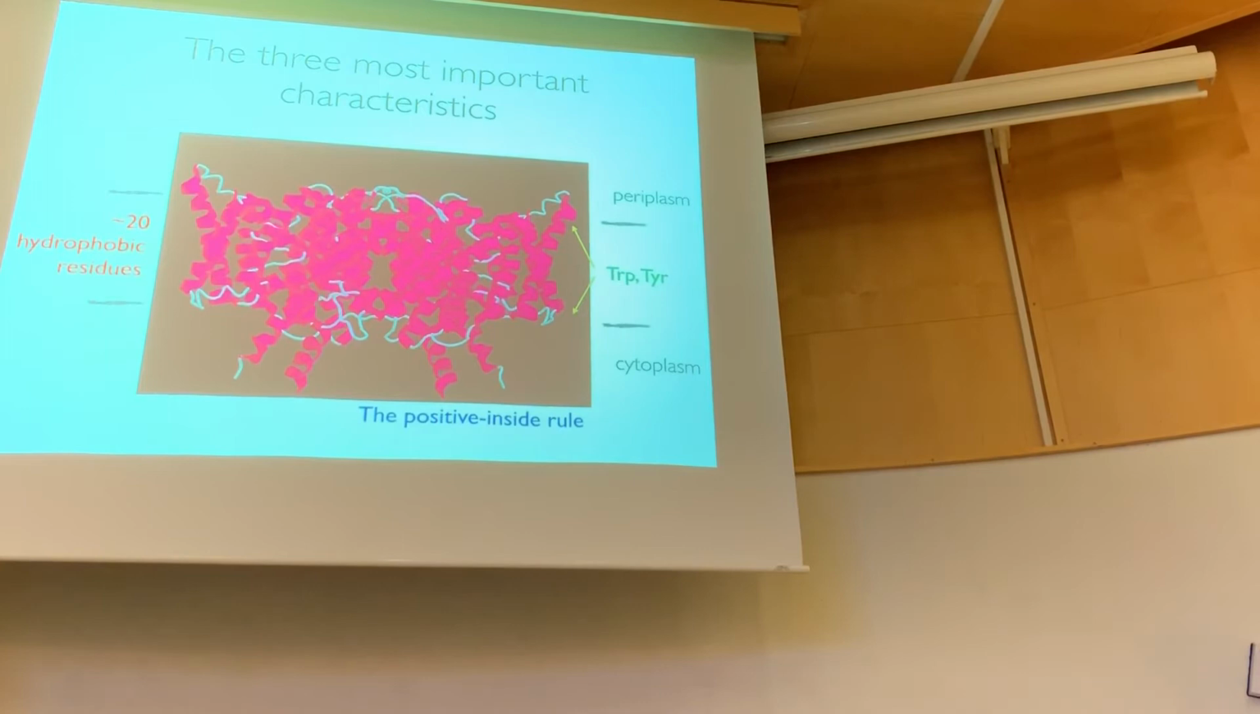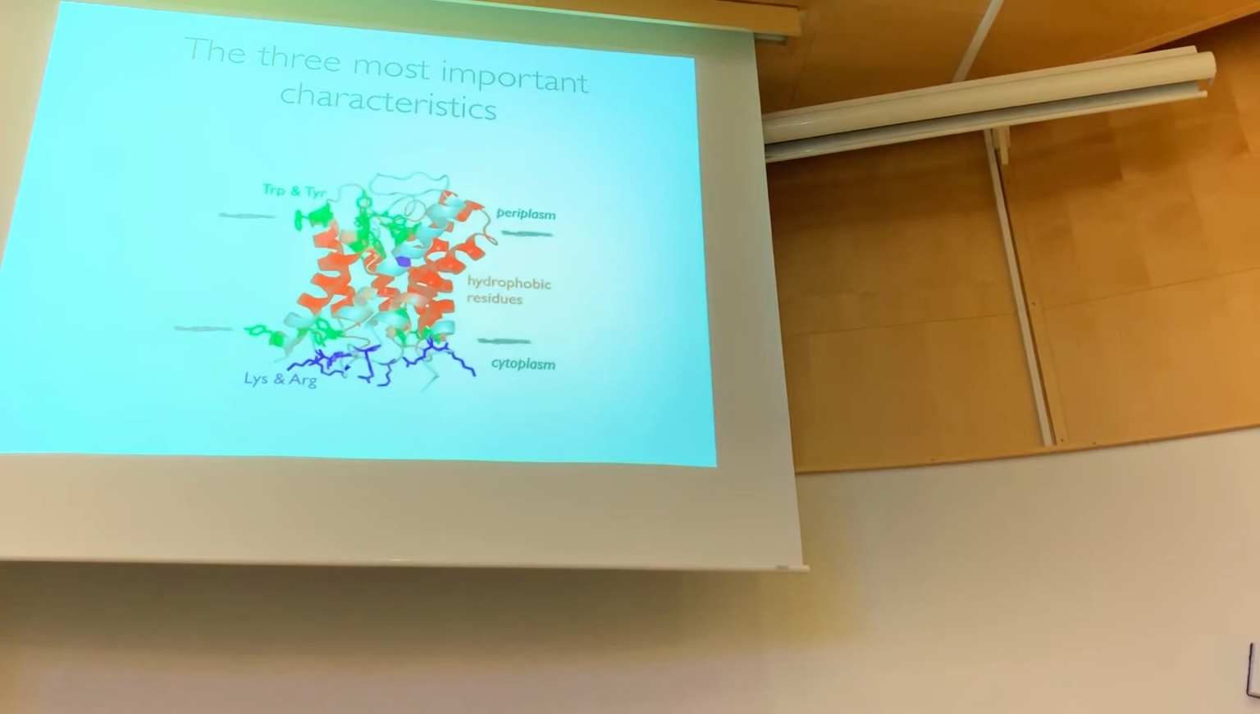And here is just to show on individual examples. Example, the red is hydrophobic residues, and you see they are concentrated in these helices. Tryptophans and tyrosines in green, you see they're nicely located in the lipid head group region. And in this particular case, all the lysines and arginines are on this side, and there is not a single one on the outside, actually. So this is a very nice case.